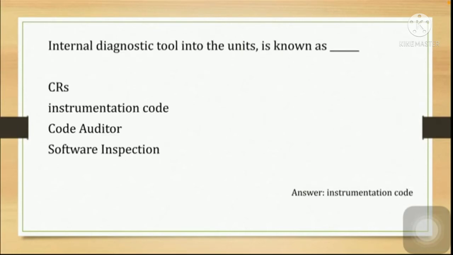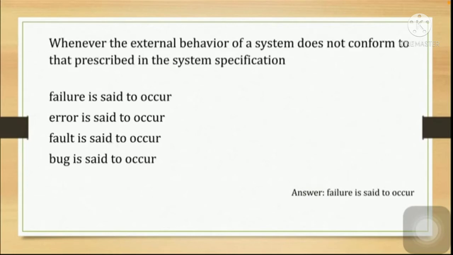Okay, next, internal diagnostic tool. Internal diagnostic tool built into the units is known as the instrumentation code. Answer is instrumentation code. Next, whenever the external behavior of a system does not conform to that prescribed in the system specification, it is a failure, as the cause of an error is a fault. So the answer is failure is said to occur.